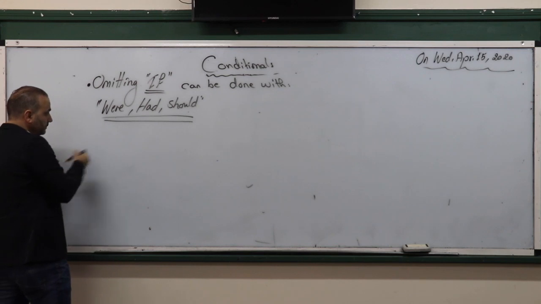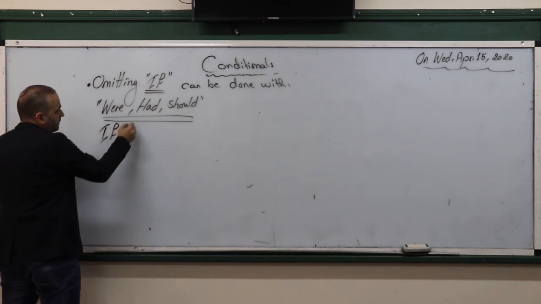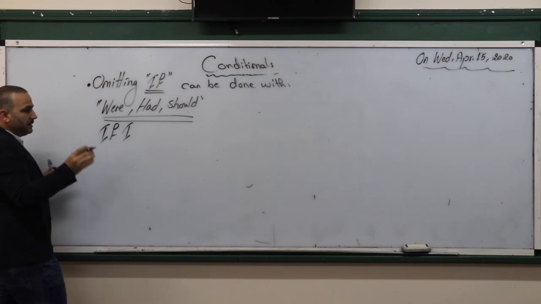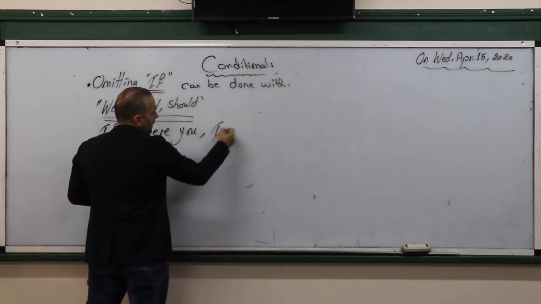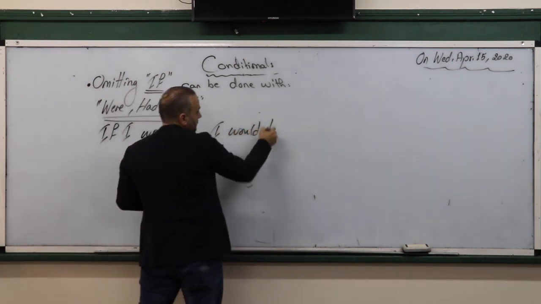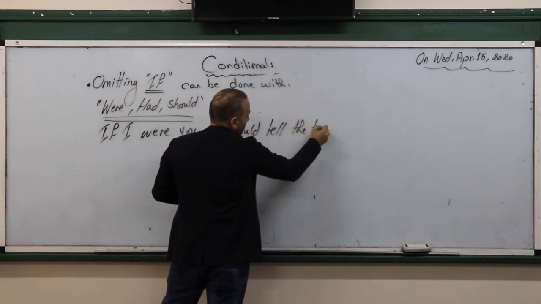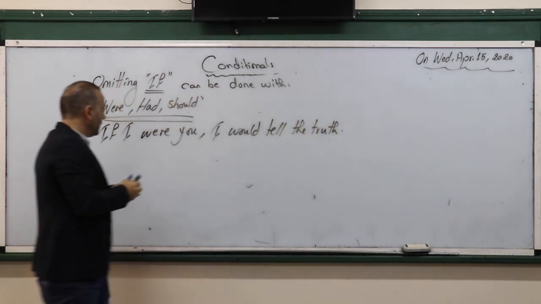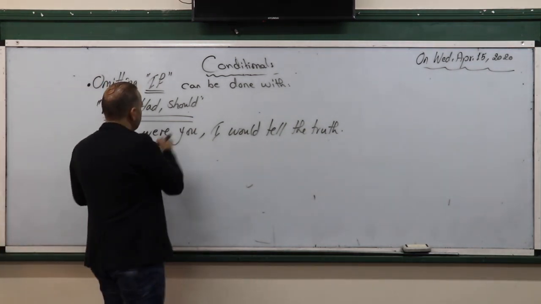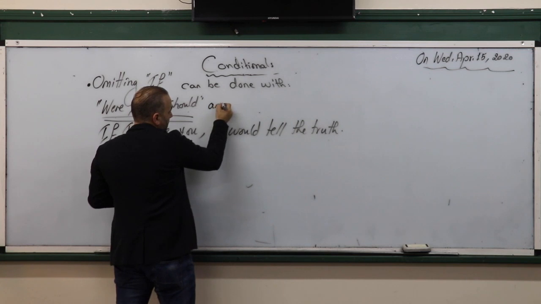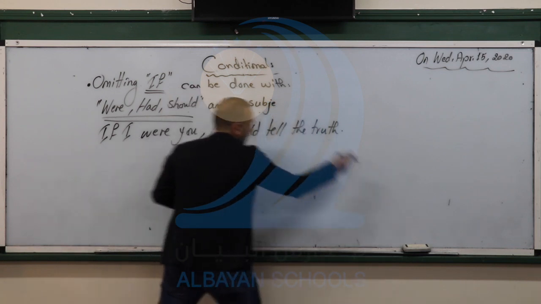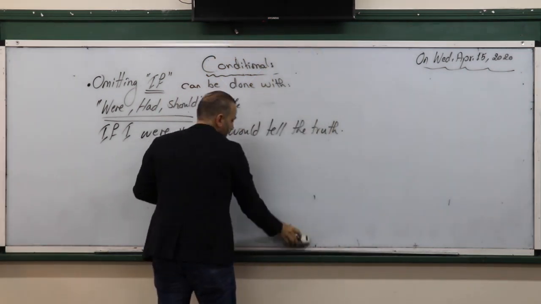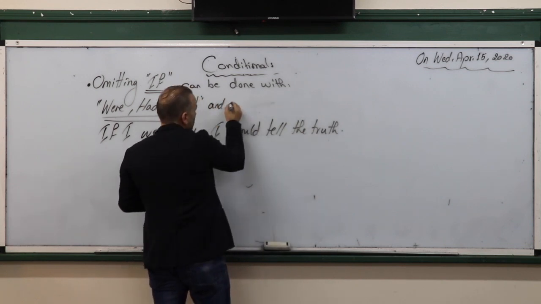For example, if I were you, okay, I would tell the truth. If I were you can be done with these: were, had, and should, and the subject-verb agreement should be done. Subject-verb inversion.